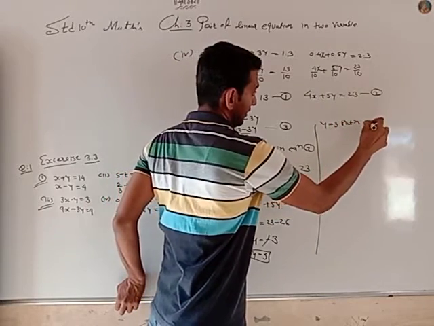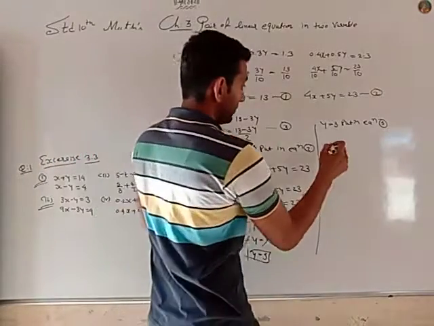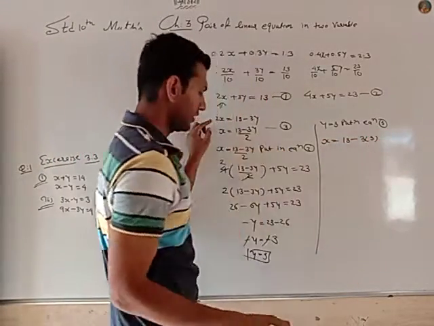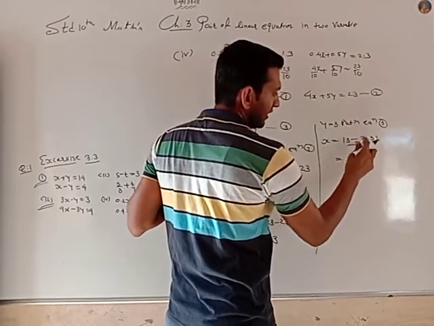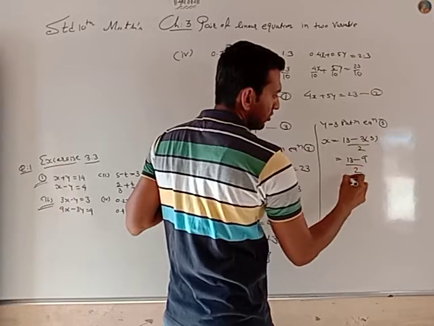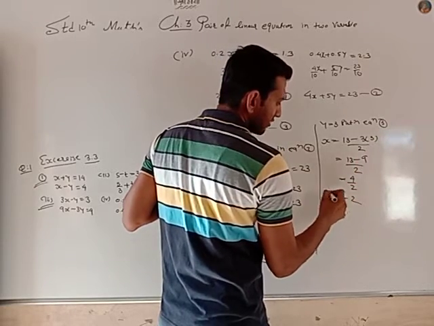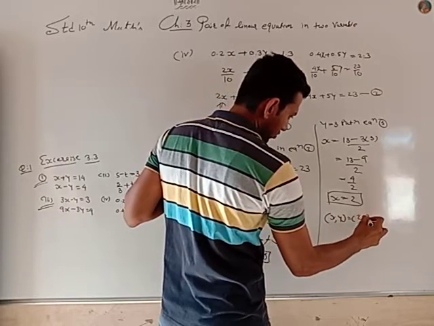Put it in equation number 3. So x is equal to (13 minus 3y) upon 2, putting y as 3. So 13 minus 3 3s are 9, upon 2. 13 minus 9 is 4, by 2. X is equal to 2. So my solution for x and y is 2 and 3.